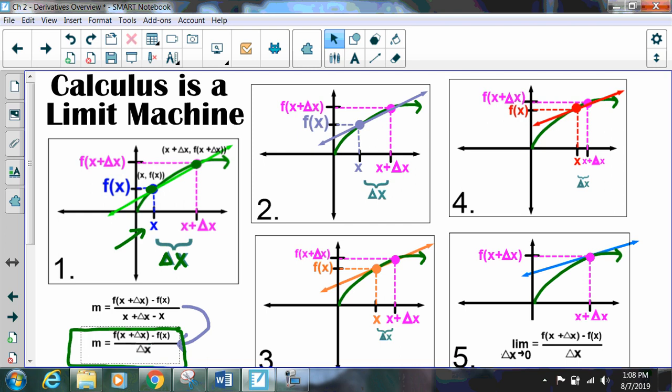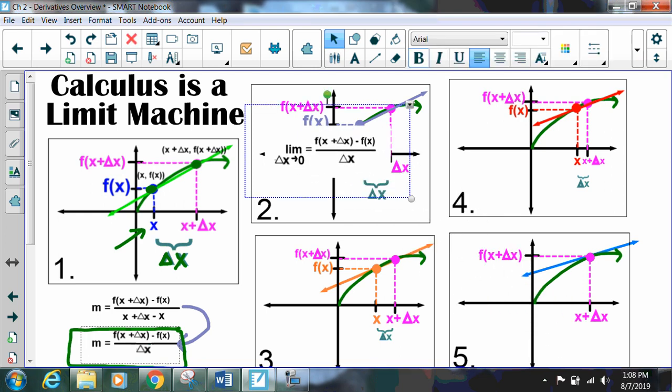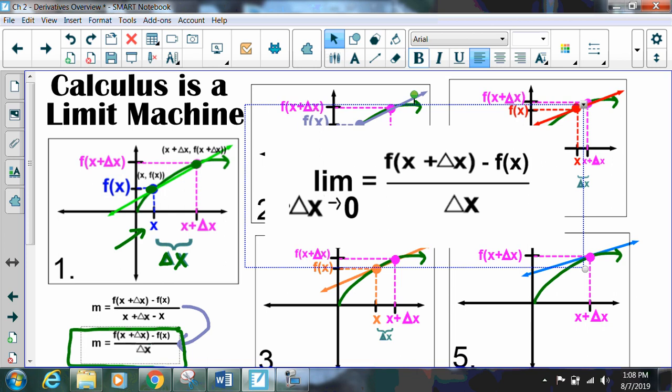So what have we done? We took the pre-calculus math, which was the slope formula, and we said, hey, what happens if we take the slope formula of a secant line and have delta x approach 0? If delta x is getting smaller and smaller, and so it's approaching 0, then we end up with the formula for the slope of the tangent line.